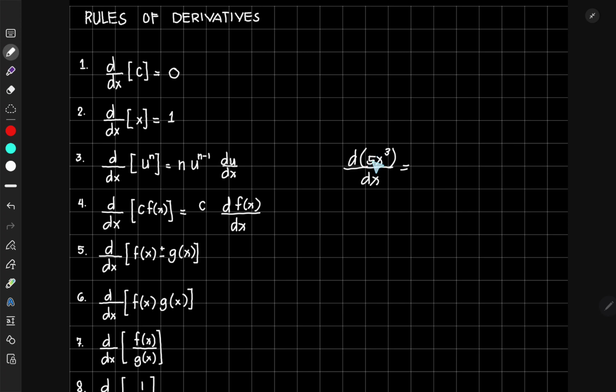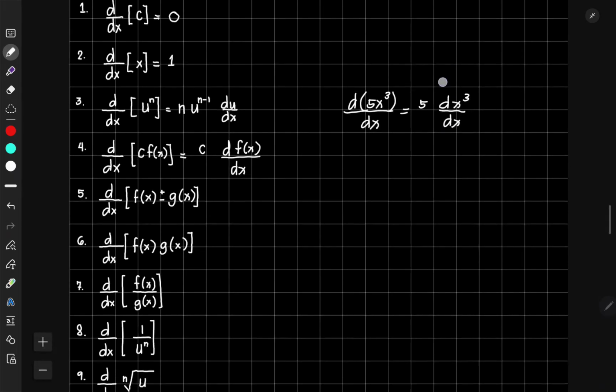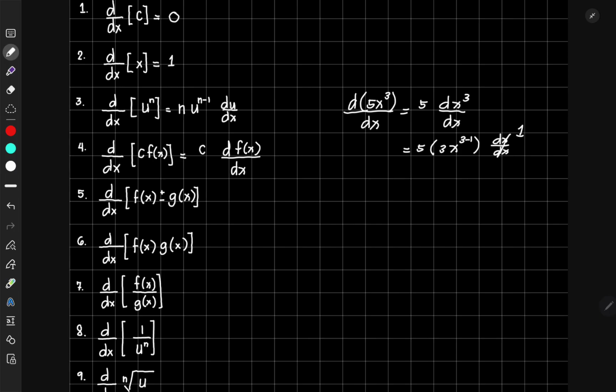So yung coefficient dito is yung 5 or yung c. Yung 5 dyan. So pwede natin siyang ilabas. And then, get the derivative of x cubed with respect to x. So again, we will use yung power rule. So bring down yung exponent. So we have 5 multiplied by 3. Then x raised to 3 minus 1. Then get the derivative of x, dx. So this is also 1, from rule number 2.